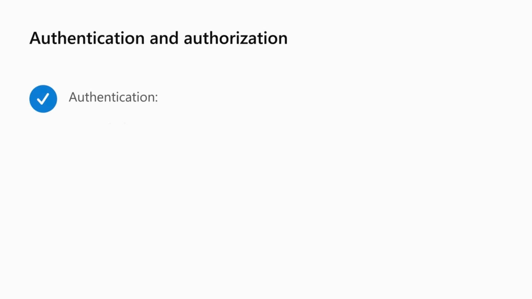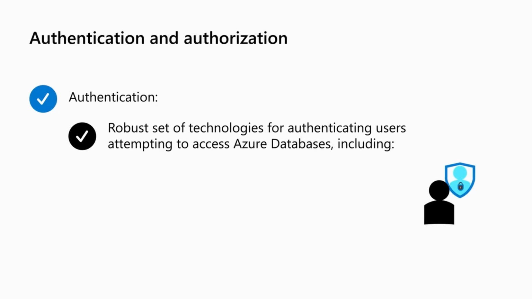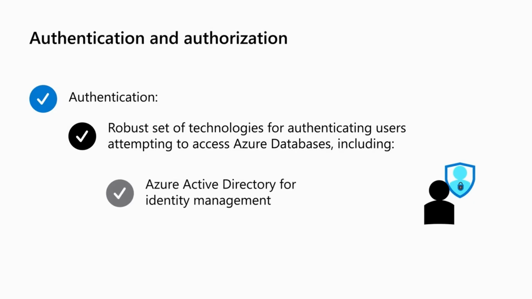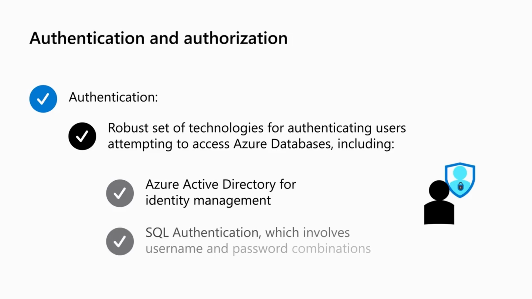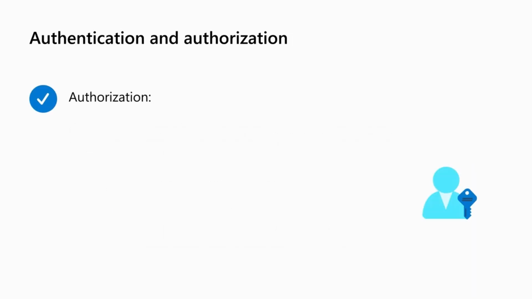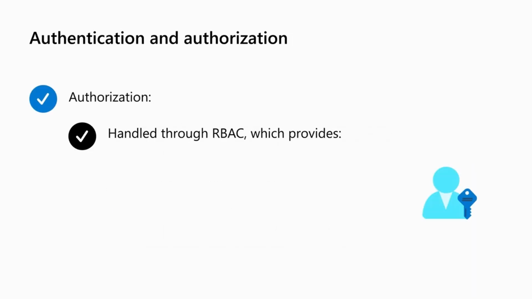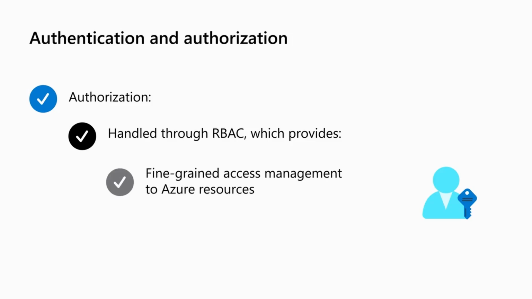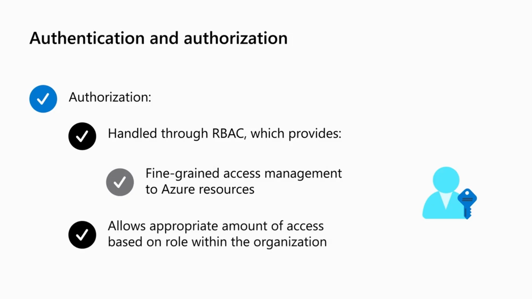Azure supports a robust set of technologies for authenticating users who attempt to access Azure databases, including using Azure Active Directory for identity management and SQL authentication, which involves username and password combinations. Authorization in Azure databases is handled through RBAC, role-based access control, which provides fine-grained access management to Azure resources. It allows you to grant users the appropriate amount of access based on their role within your organization.